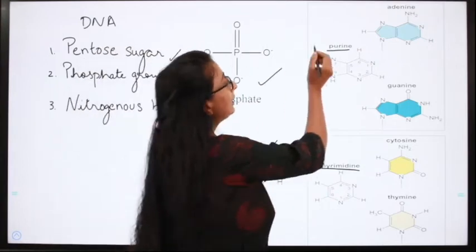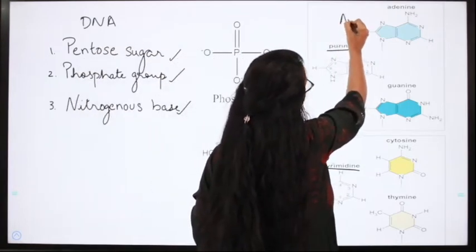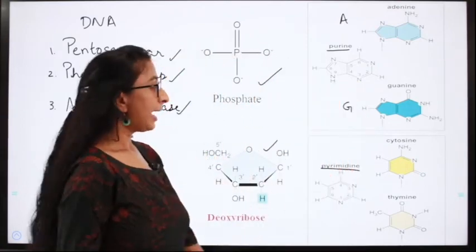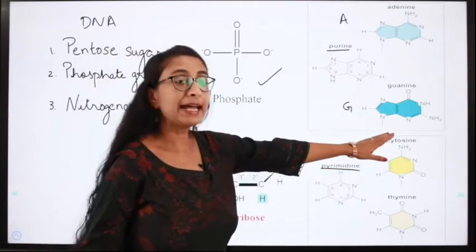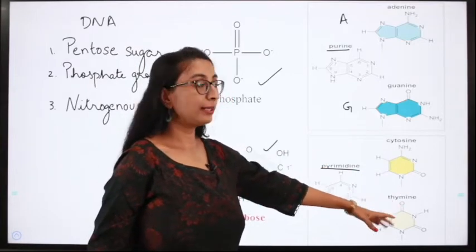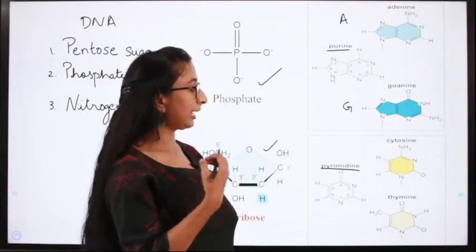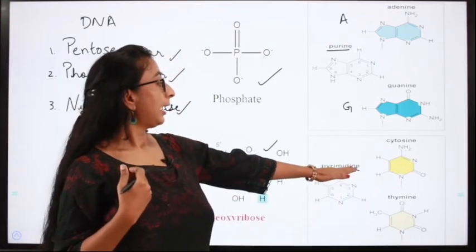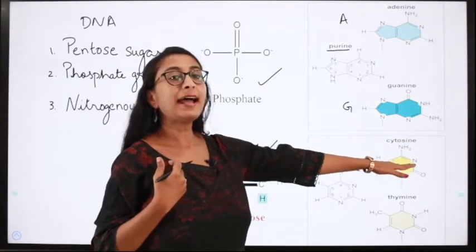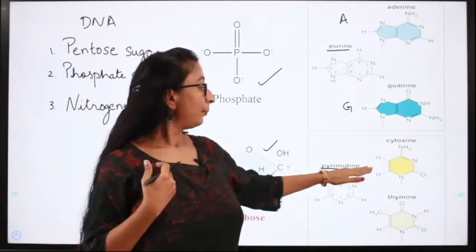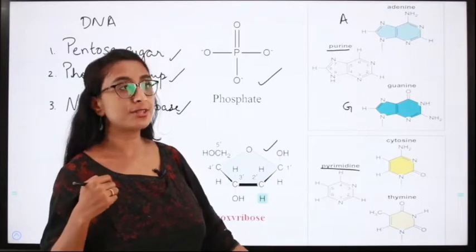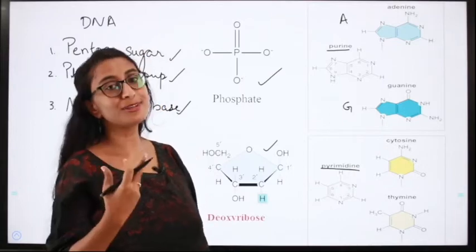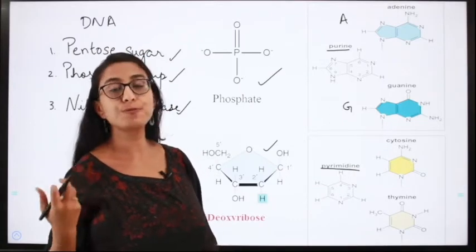One is adenine, which is represented by the capital letter A, and guanine, which is represented by the capital letter G. And under pyrimidines, we have cytosine and thymine. Sorry, it's not thymidine, it is thymine. So, under pyrimidines, we have cytosine and thymine. Pyrimidines are single ring structures, whereas purines are double ring structures. Okay, keep this also in mind. This can also appear as an option somewhere.